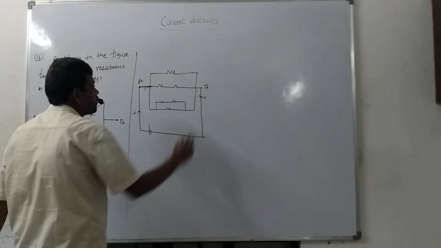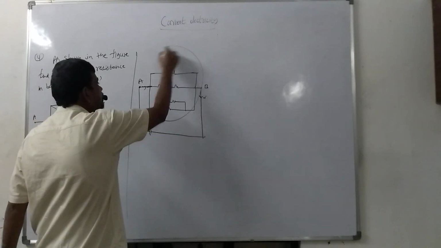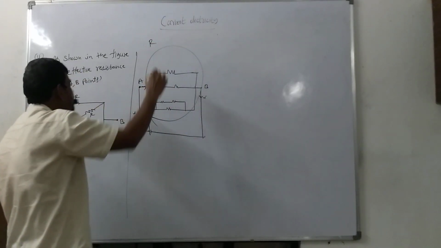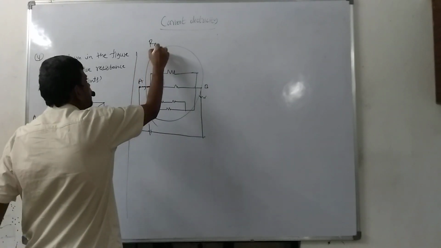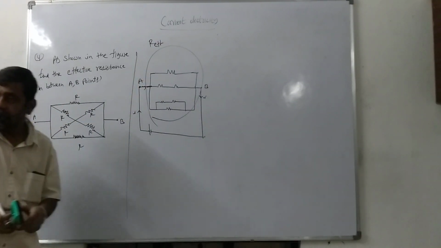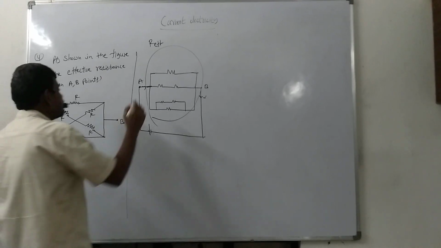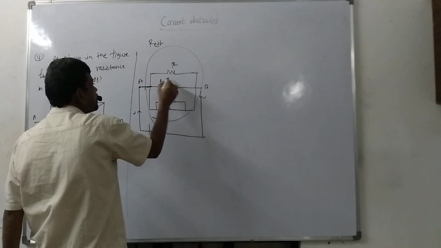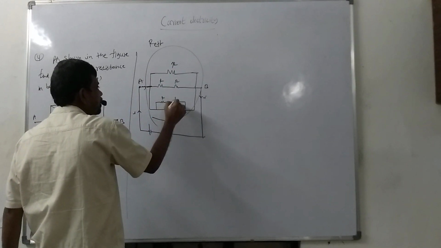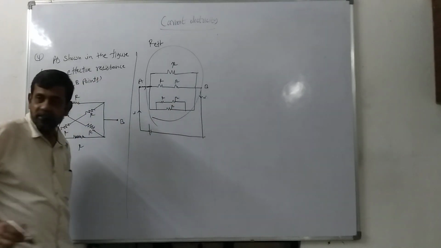Again I come. This total effective resistance I am taking as R effective. What is that? R effective. Sorry. So this is my R. This is R. This is R. This is R. This is R. One by one we take.